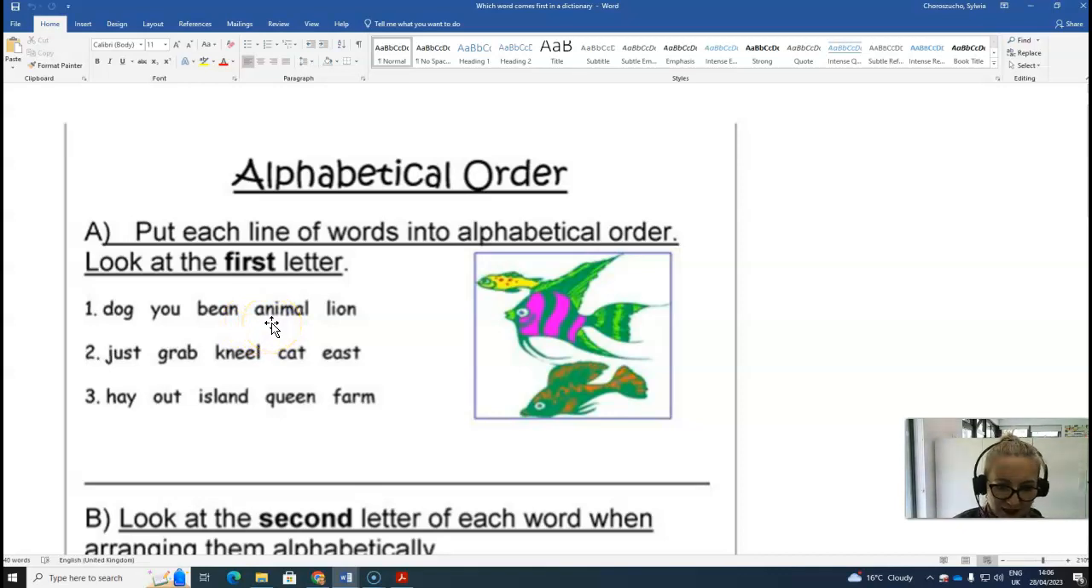Then the next letter is B. There's no B, bean. There's no letter C. So the next letter after C is D. So dog will be 3. Then it's L in alphabetical order, and then U. Right? So that's how we do it.